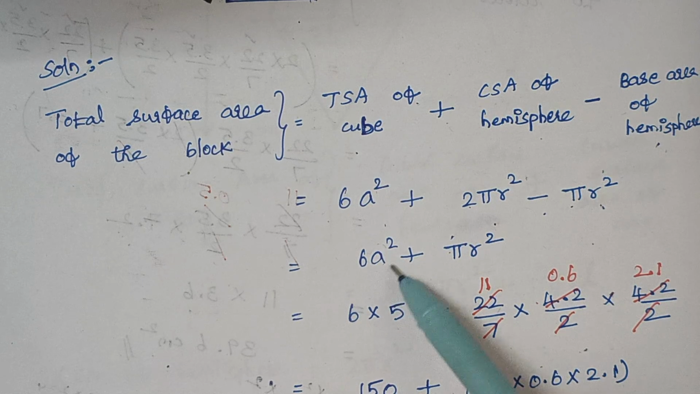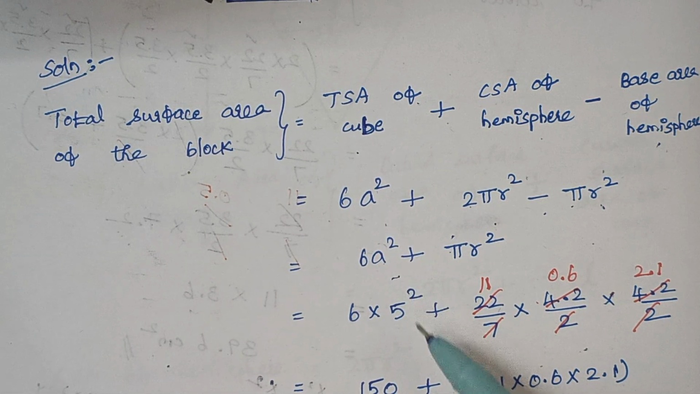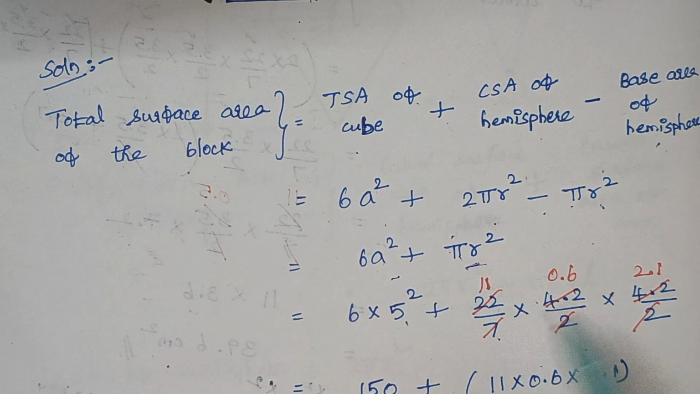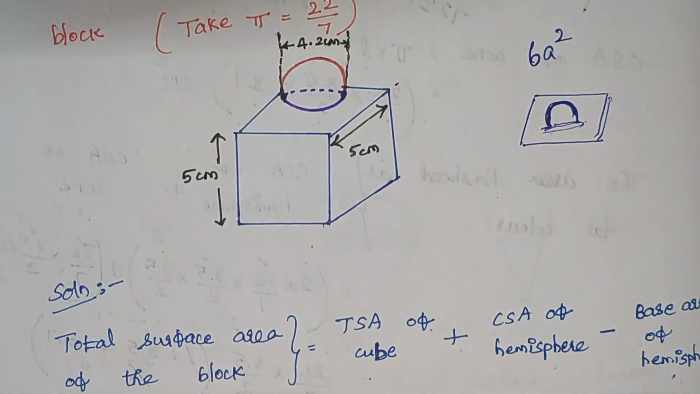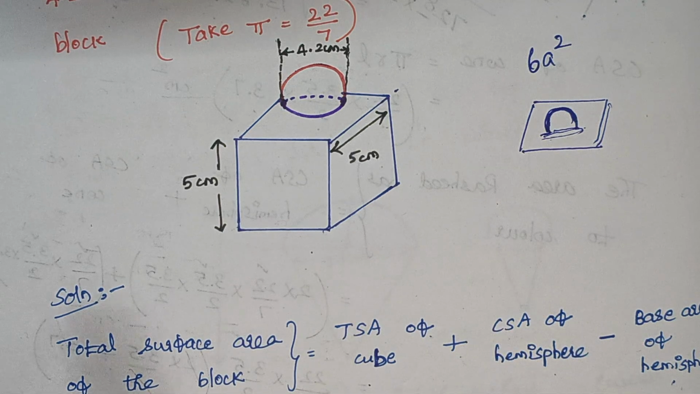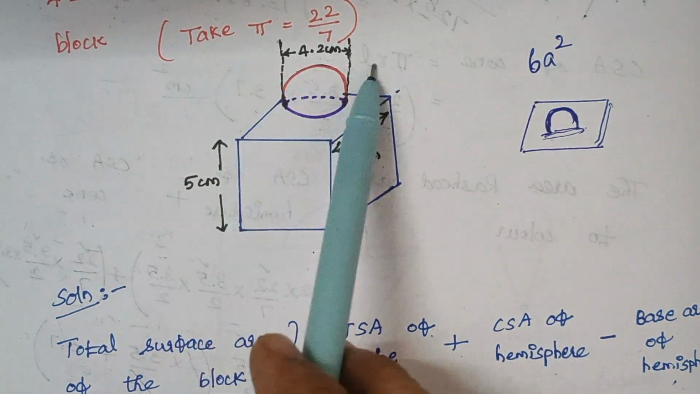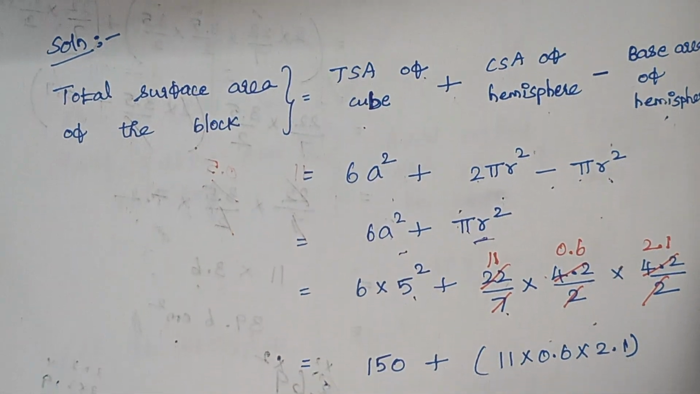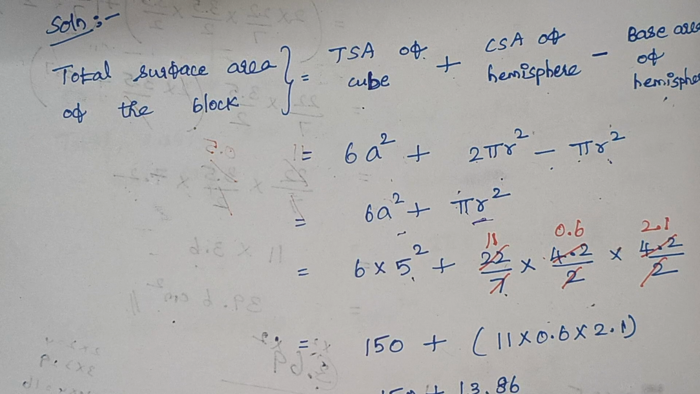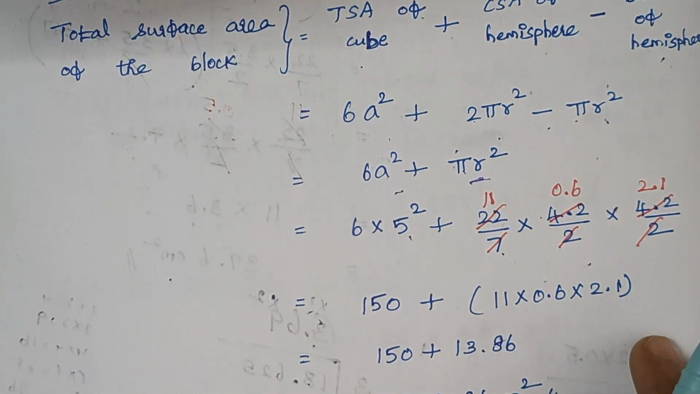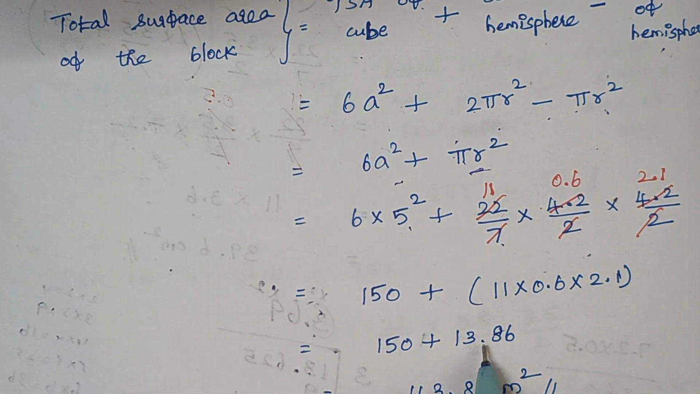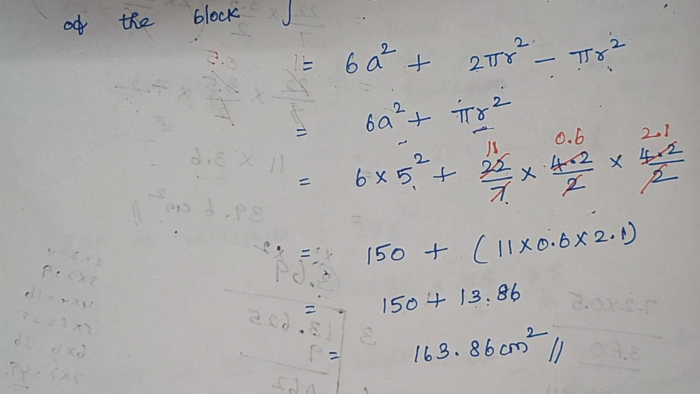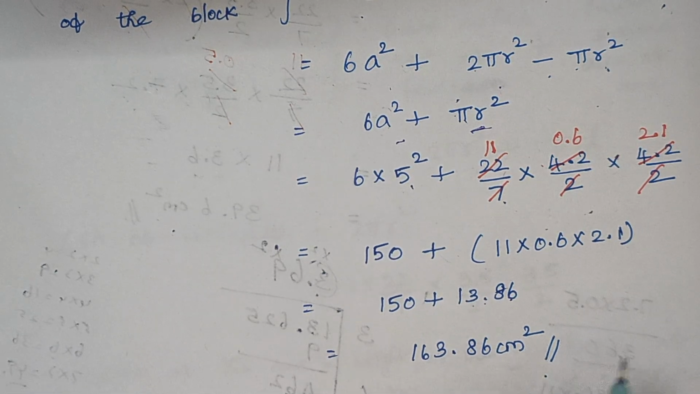So what is a? A is nothing but the side of the cube. It is 5 and pi is 22 by 7. And what about the value of r here? You see, the diameter is given as 4.2, right? So what about r? It is 4.2 by 2. So just substitute the values, and when you cancel out the terms, finally we end up with 150 plus 13.86, which is nothing but 163.86 centimeters square, right?